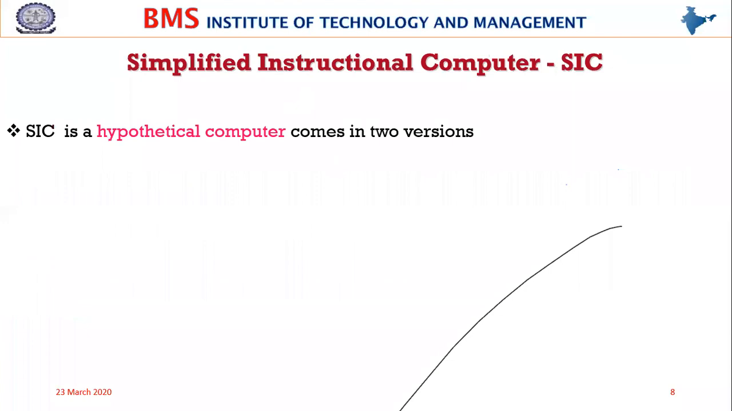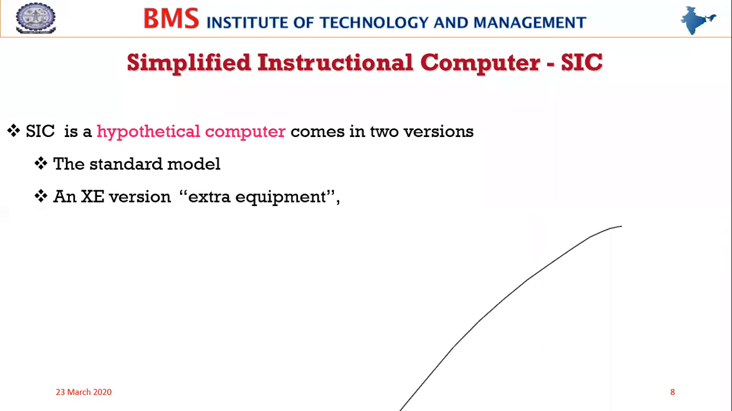Please understand the architecture, so you can connect this when you are writing programs as well as constructing assemblers. As I mentioned, SIC is a hypothetical machine, it doesn't exist. It's a standard model that we're going to use. It comes in 2 variations, the standard model called SIC and the extended version, or extra equipment, which we call XC. These are the 2 versions we have, right?